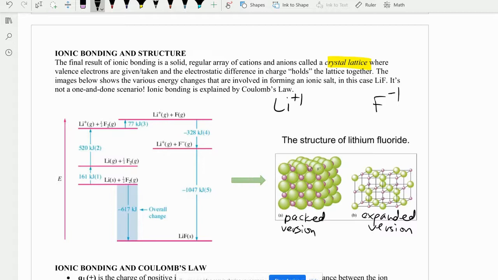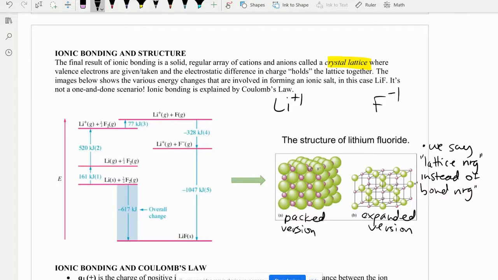So I'm going to jot that down to the side so you can remember to start using the correct language. You might want to add this to your notes. So we say lattice energy instead of bond energy.